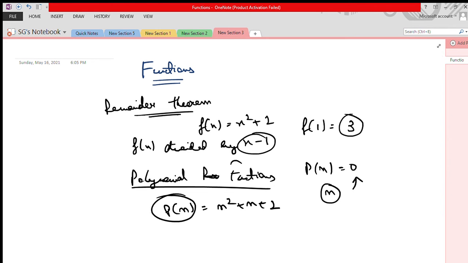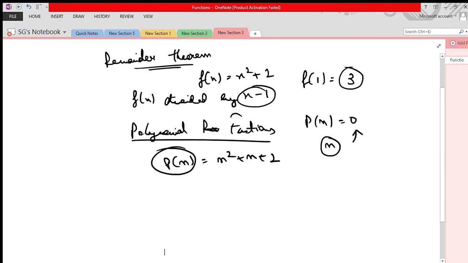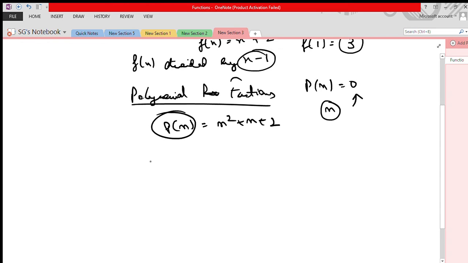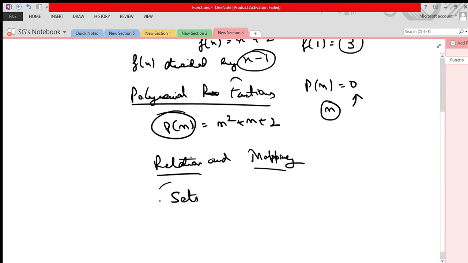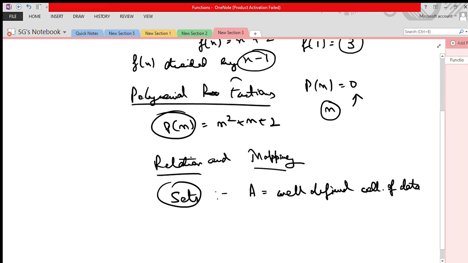In class 11 they have in the syllabus something called relation and mapping. Clear? Relation and mapping. And before that they are already told about sets. So what is a set? A set A is basically a well defined collection of data. Clear? A set A is a well defined collection of data.